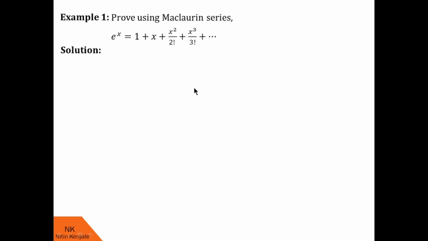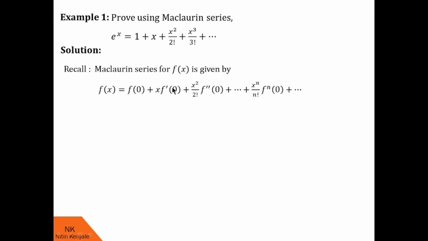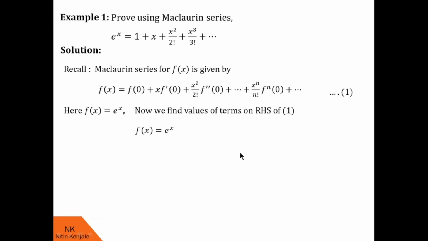Here we first recall the statement of Maclaurin series. Maclaurin series for f of x is given by f of 0 plus x into f dash of 0 plus x square upon 2 factorial into f double dash of 0, and so on. We label this series as 1. Here in this example, f of x is e raised to x. Using this f of x, we will find out values of unknown terms in the RHS of 1. Those unknown terms are f of 0, f dash of 0, f double dash of 0, and so on. So let us find out these values.